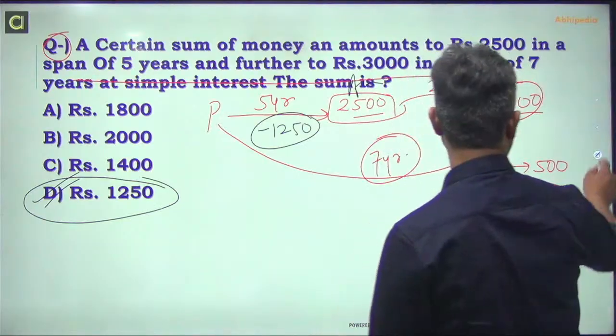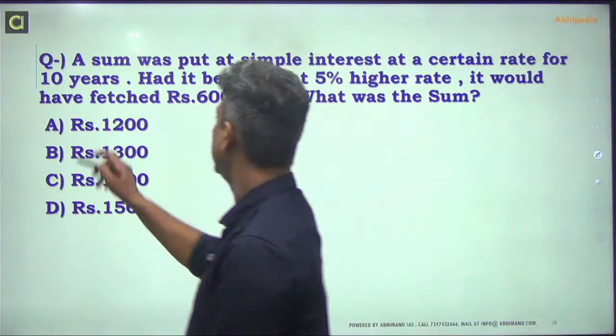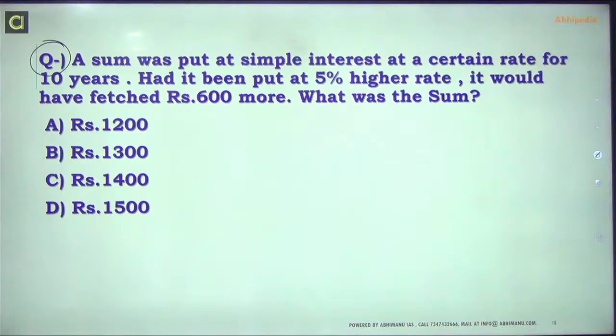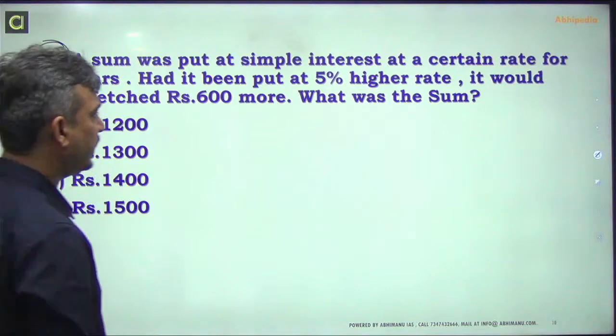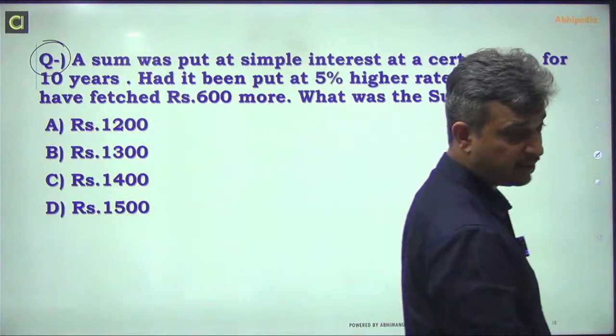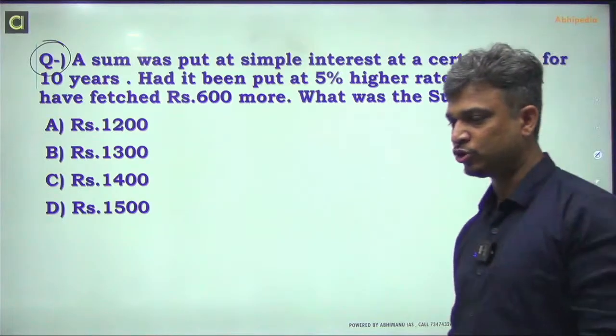So let us proceed with the last question of today's class. A sum was put at simple interest at a certain rate for 10 years. Had it been put at 5% higher rate, it would have fetched 600 more. What was the sum? Tell me the answer of this question.